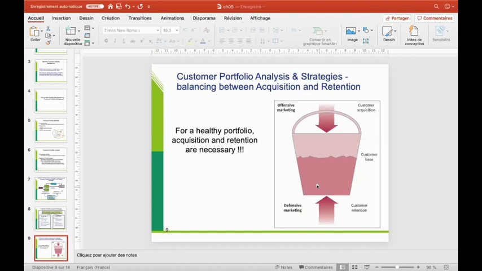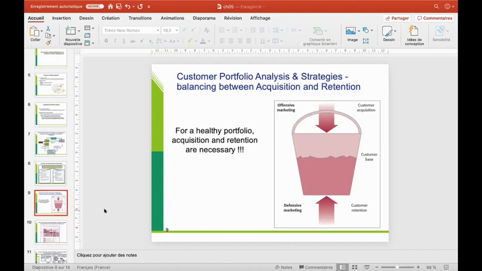This means that in terms of marketing, you should proceed to acquisition in order always to win new customers. This is what you can see in the upper part of this bucket. So there should always be water coming into the bucket in order to replace customers that you lose, who defect. And you should try to close the hole by doing defensive marketing or customer retention marketing, for example, through loyalty actions, loyalty programs. A portfolio should focus on customer retention, but also on customer acquisition.